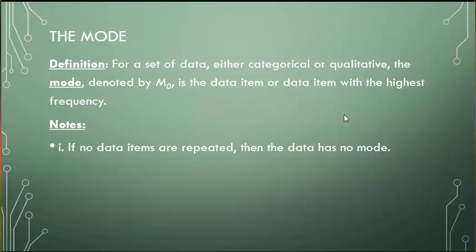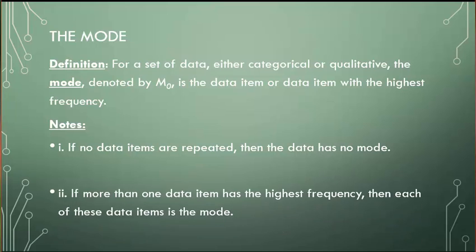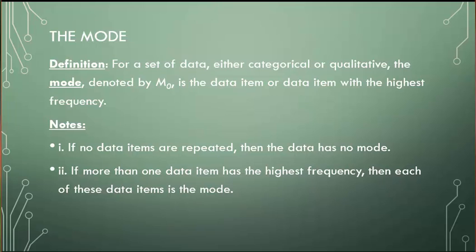Now, a couple of things about the mode here. First, if no data items are repeated, then the data simply has no mode, and that's how we would report the answer. If more than one data item has the highest frequency, then each of those data items is the mode. So we can have more than one answer.